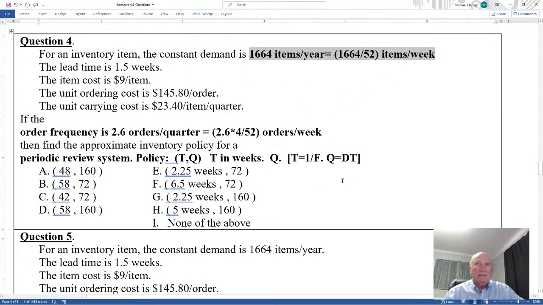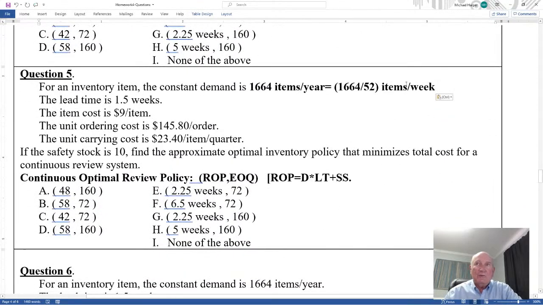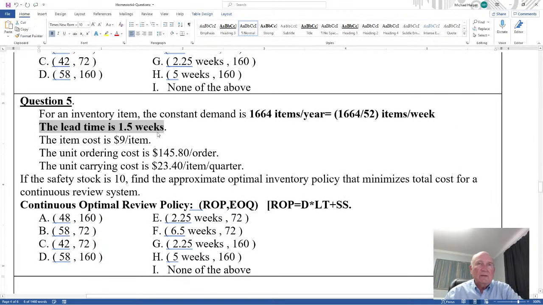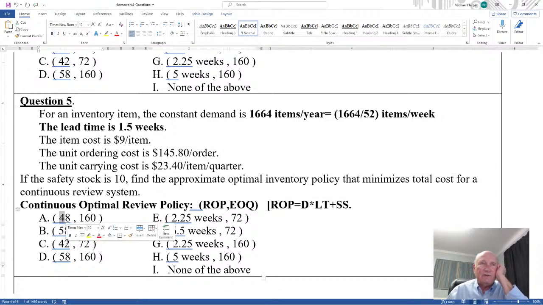So let me highlight it and put it down here. Let's bring it down here. I know I'm going to need that in weeks. Because if my lead time is in weeks, my demand has to be in weeks. I add that times safety stock, and that's my ROP. Now, ROP is over here. It's either 48, 58, 42. It's one of those, or it's none of the above.